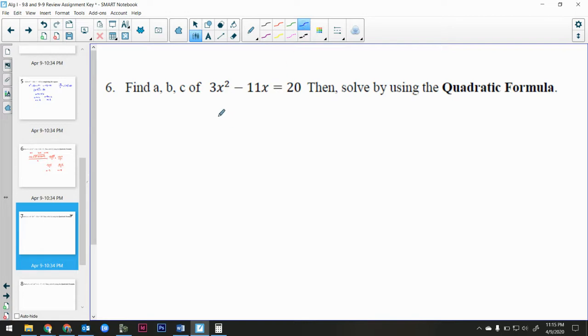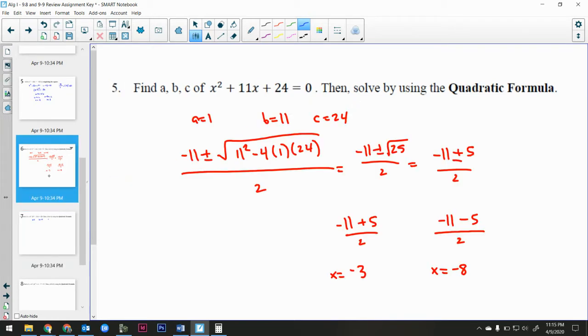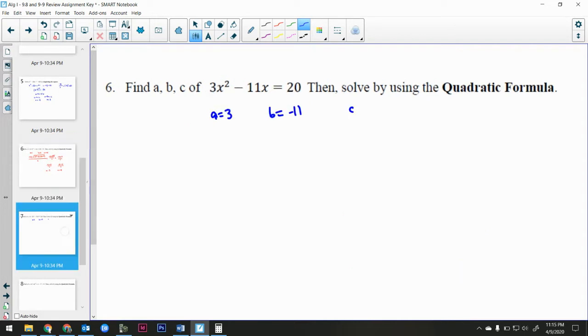Get a blue marker here. A is 3, B is negative 11. Okay, good. For a minute there, I thought this wasn't set up already, like this one was. What do I have to do here? I have to subtract the 20 over to the other side. So C is actually negative 20, right? I would have to subtract it over here to get 3x squared minus 11x minus 20 equals 0.